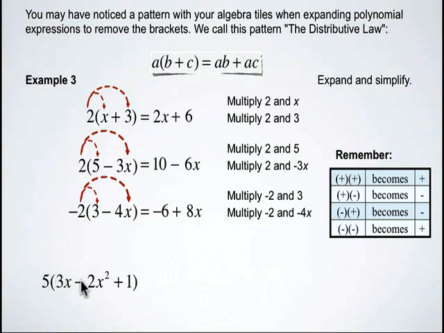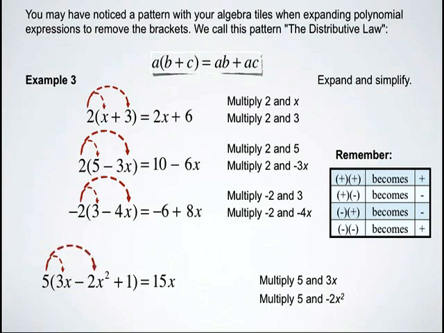5 times 3x minus 2x squared plus 1. So distributive law is just not for two things inside the bracket. It can be for a trinomial, 3 things inside the bracket, 4, 5, 6, however many things inside the bracket. You just take the number in front and one at a time distribute it through the terms. So 5 and 3x gives us 15x. 5 and negative 2x squared gives us negative 10x squared. 5 and 1 gives us positive 5. So the answer is 15x minus 10x squared plus 5.